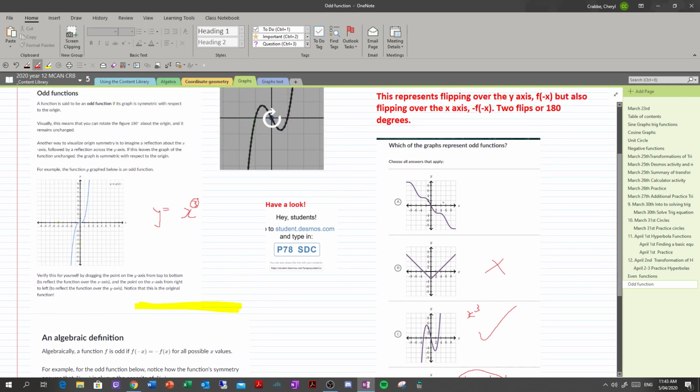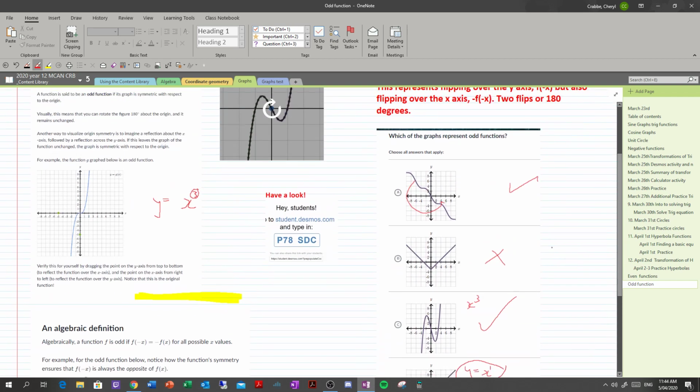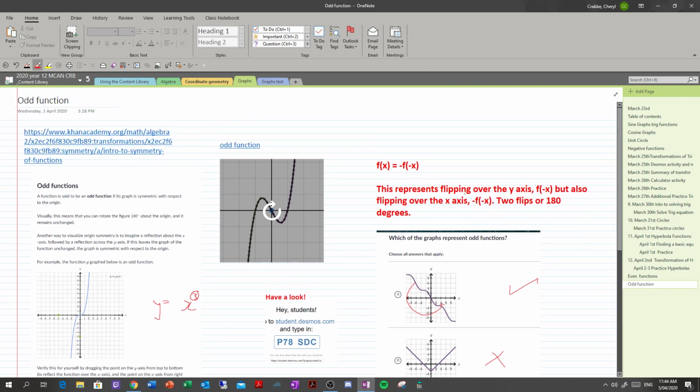That's not, and we don't know what function this is, but if you were to take a piece of paper and flip this 180 degrees, it would flip back onto itself. So that one is as well. So those are odd functions, and basically there's nothing, I mean, you can go into the Desmos thing here, the student one, and have a look. This is kind of important, that basically you're flipping. This represents flipping over the y-axis, but also flipping over the x-axis. So you're basically doing like a double flip, which is two flips of 180, which is equivalent to 180 degrees.